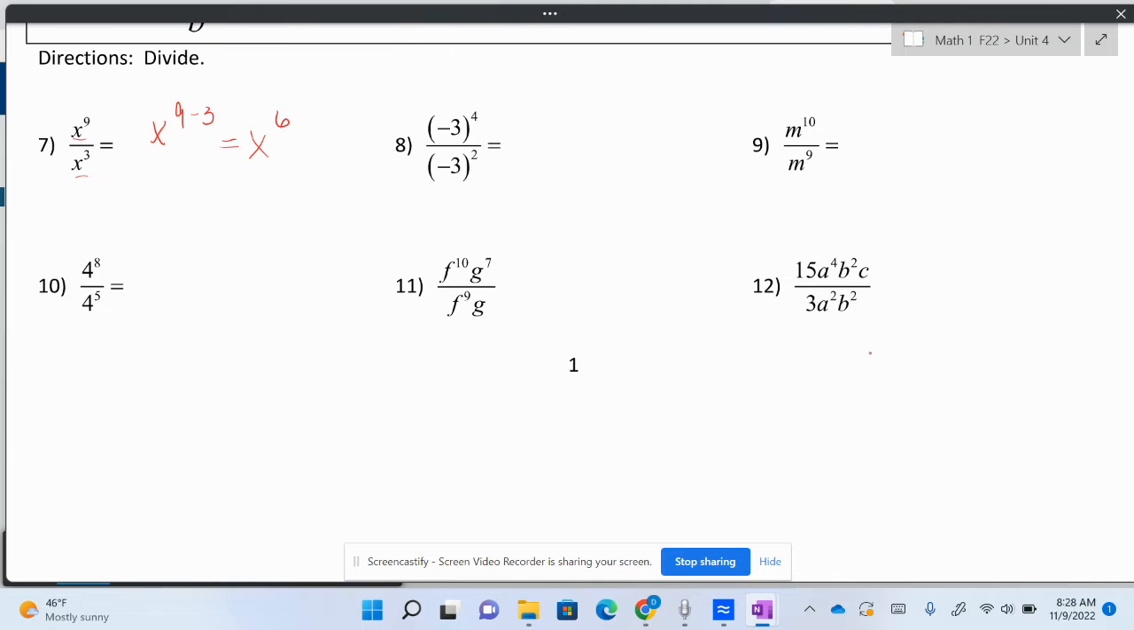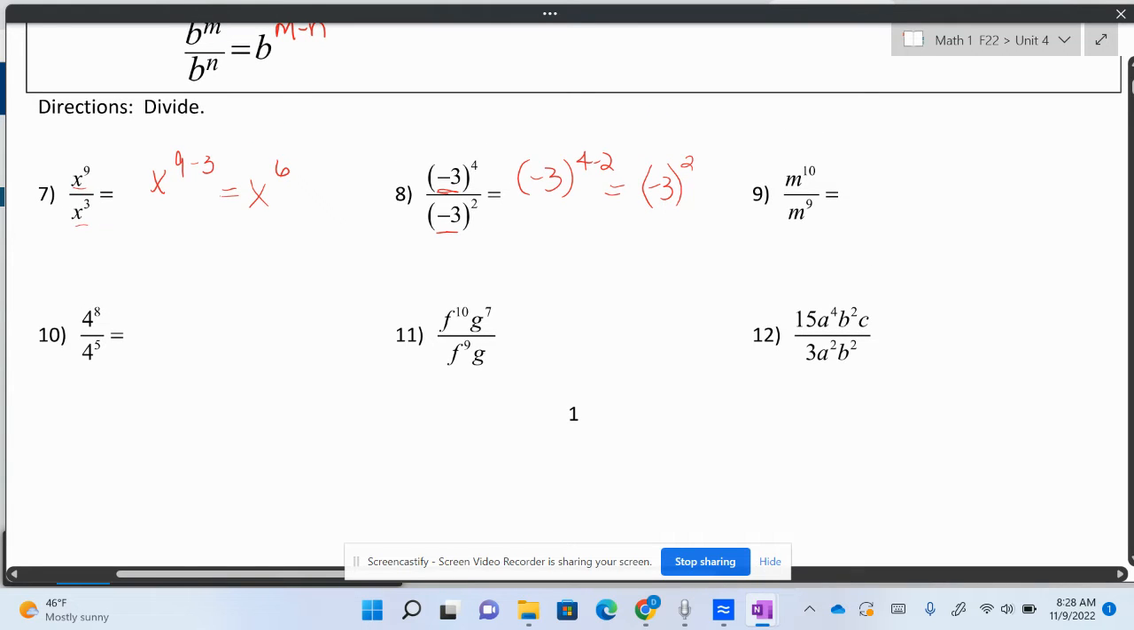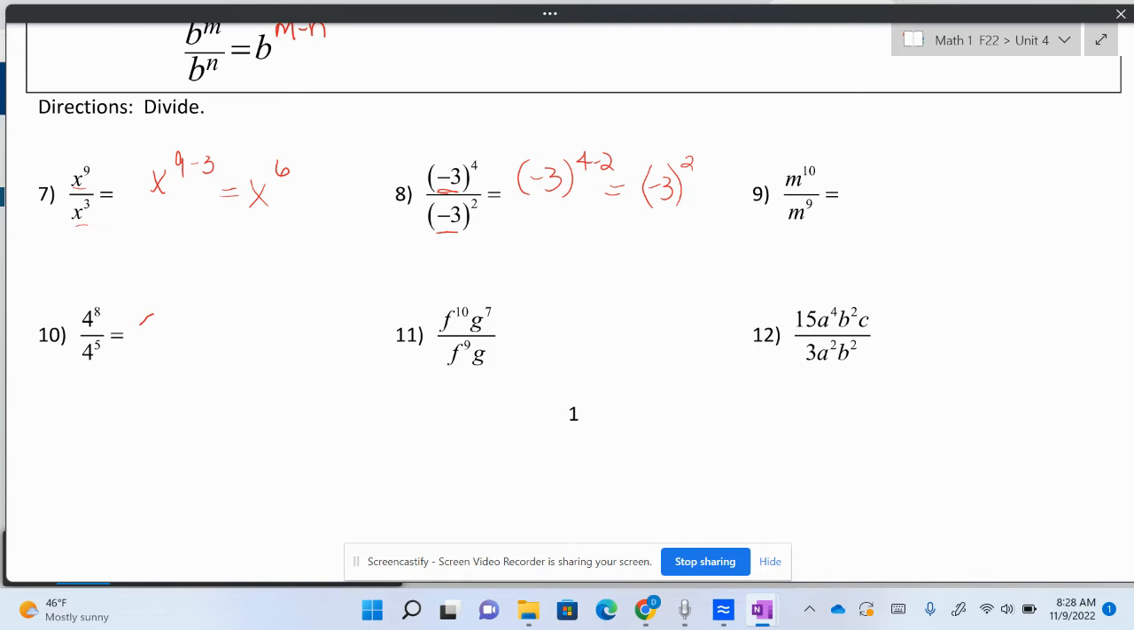Number 8, bases are the same, so I'm going to write this as negative 3 to the 4 minus 2, which is negative 3 to the 2nd, or negative 3 squared. Sorry. I'm going to skip number 9 and jump down to number 10. Bases are the same. I have 4s at the top and bottom, so 8 minus 5 becomes 4 to the 3rd.